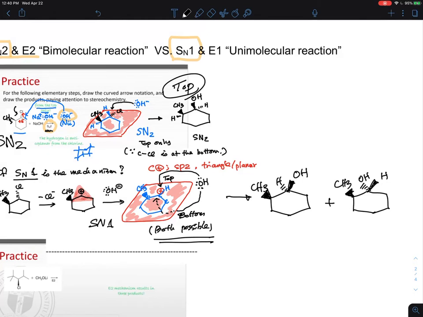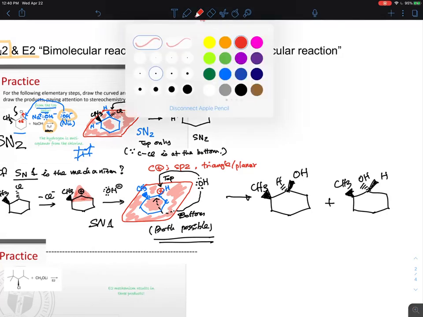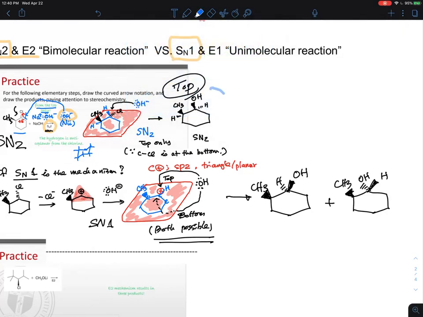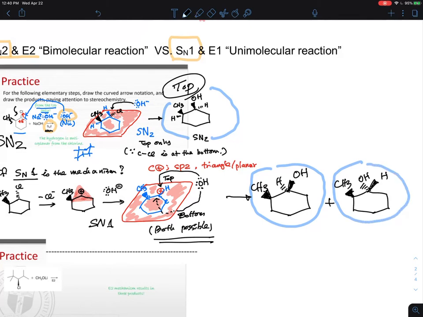Okay, so now let's compare this. In the SN2 case, you are forming this complex, which is the same here, right? But at the same time, in the SN1 mechanism, they'll form these mixtures. Right? Sometimes you will see this case.